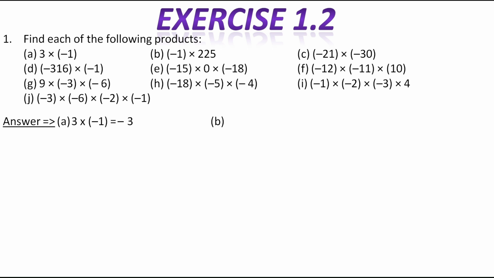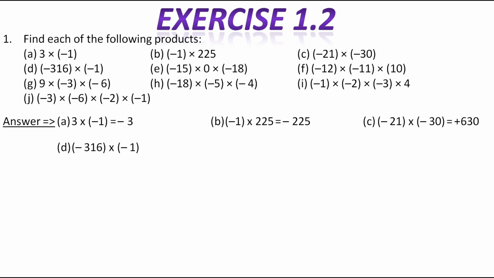Now for B we have minus 1 into 225. 225 ones are 225. Both of them have different signs, so we give the minus sign to the answer. Now for C we have minus 21 into minus 30. 21 30s are 630. Both of them have the same sign, so we give the answer the plus sign. Next we have D, minus 316 into minus 1. 316 ones are 316 with plus sign because both of them have the same sign.